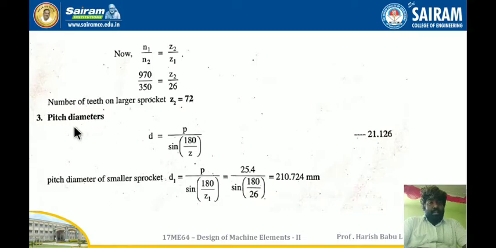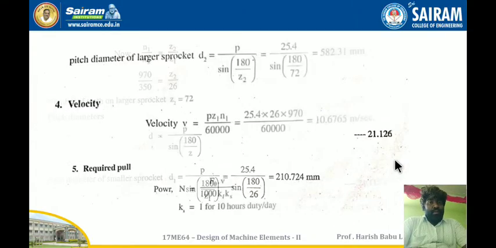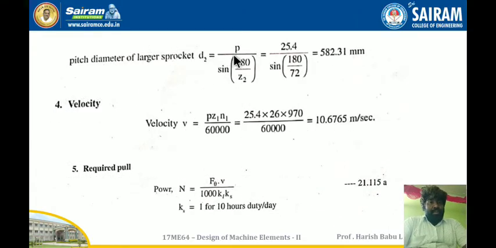The third step will be pitch diameter. So D will be equal to P by sine(180 by Z), equation number 21.126. So the pitch diameter of the smaller sprocket, D1, is equal to P by sine(180 by Z1). So I'm going to get 210.724 mm. Similarly, for the larger, D2 will be equal to P by sine(180 by Z2). So Z2 I'm going to substitute as 72. So I'm going to get 582.31.